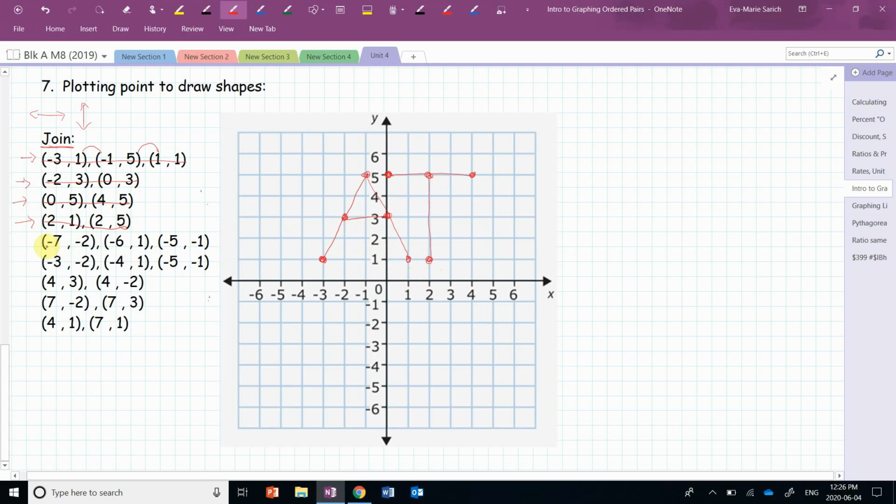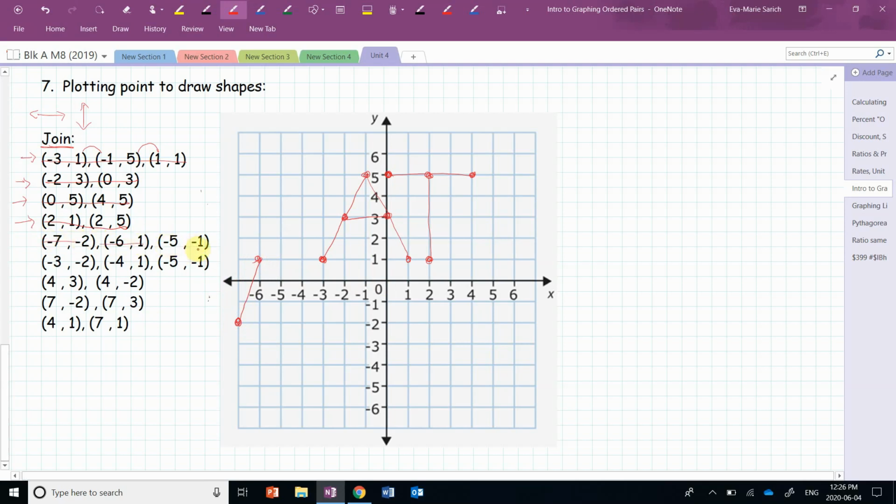Starting over again, -7, -2. So left 7. I know the grid only goes to -6, but you know the next number would be -7. So we're going to go -7 to the left, and then down 2, drop our point. Then we're going to go -6, 1. So left 6, up 1. I'm going to draw a line between my points. So I've done those 2.